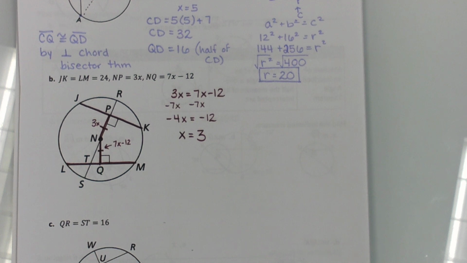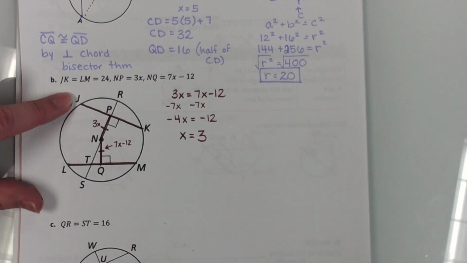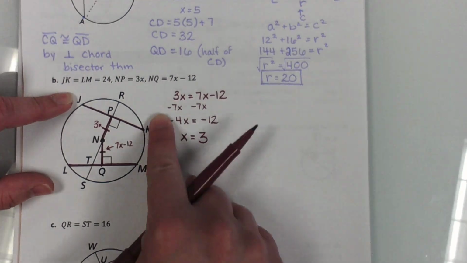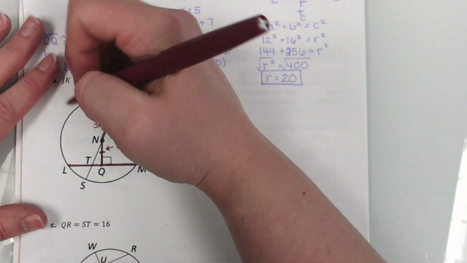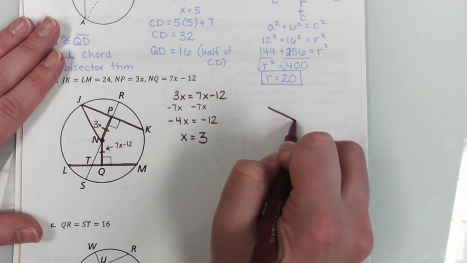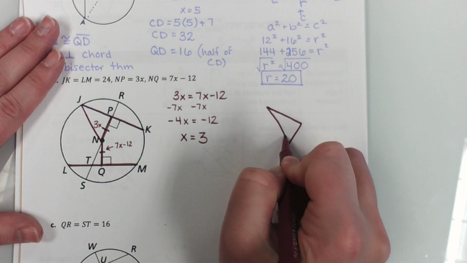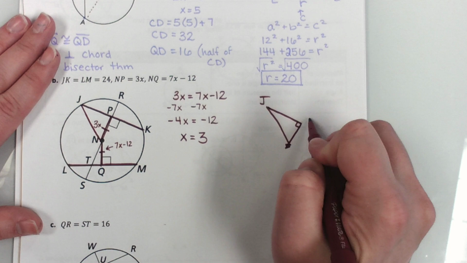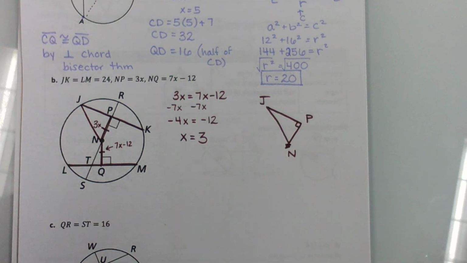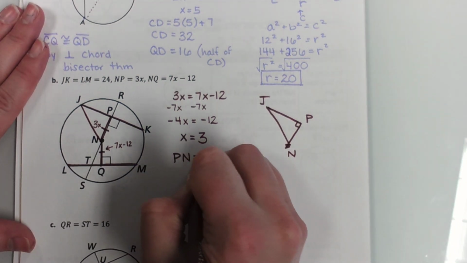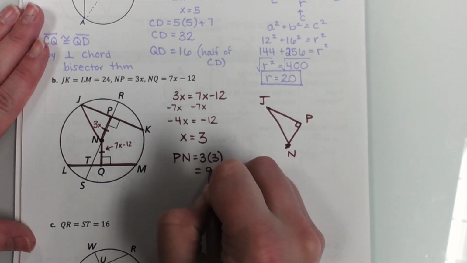I could go to J. I could go to L or M, or K. Any of the endpoints of those chords would work nicely. I was told J first, so J it is. J, P, N, X is 3. Ooh, I can find PN. PN, which is 3x, is 3 times 3, so that's 9.